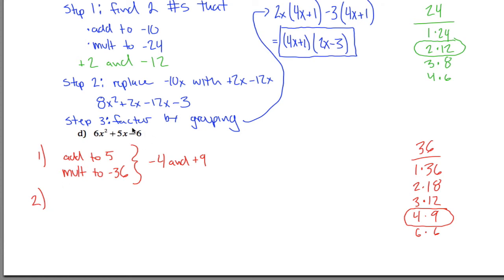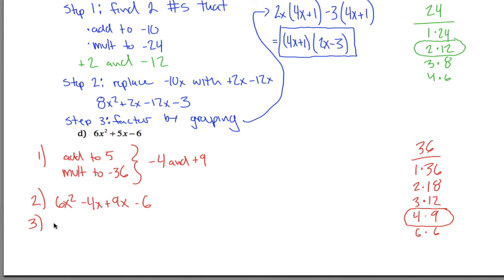Step 2, we're going to replace our middle term plus 5x with these guys. What I'm saying is instead of 6x squared plus 5x minus 6, I'm going to write 6x squared minus 4x plus 9x minus 6. -4x plus 9x is the same as plus 5x, so I haven't changed the equation any. Still equal, but it's written in a form that I can deal with now because it's got 4 terms, I can factor by grouping.